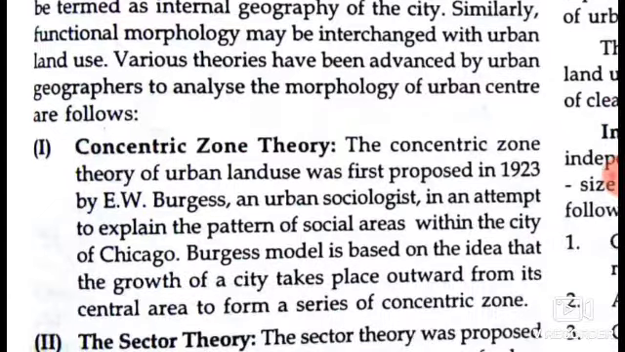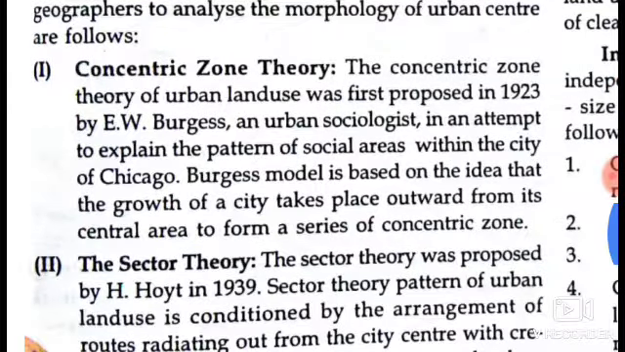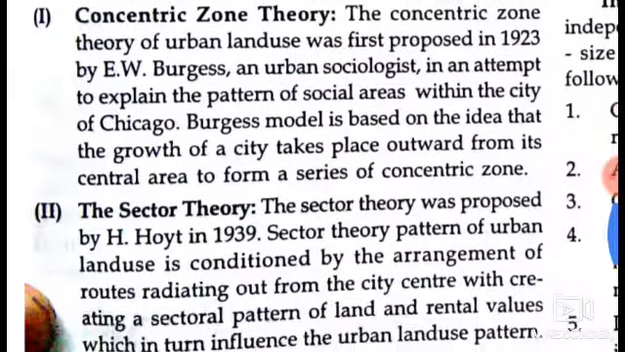Concentric zone theory. The concentric zone theory of urban land use was first proposed in 1923 by E. W. Burgess, an urban sociologist, in an attempt to explain the pattern of social areas within the city of Chicago. Burgess' model is based on the idea that the growth of a city takes place outward from its central area to form a series of concentric zones.